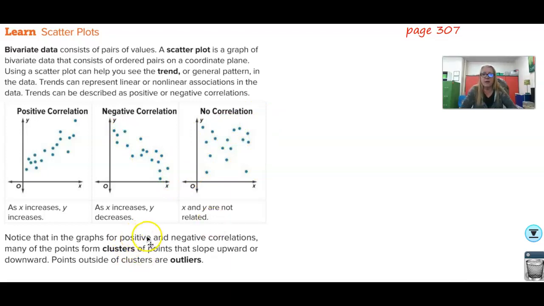Notice that in the graphs for positive and negative correlations, many of the points form clusters of points that slope upward or downward. Points outside of the clusters are called outliers, okay? So if you had a point out here, some random one that didn't really fit, this is called an outlier, because it lies outside the usual.